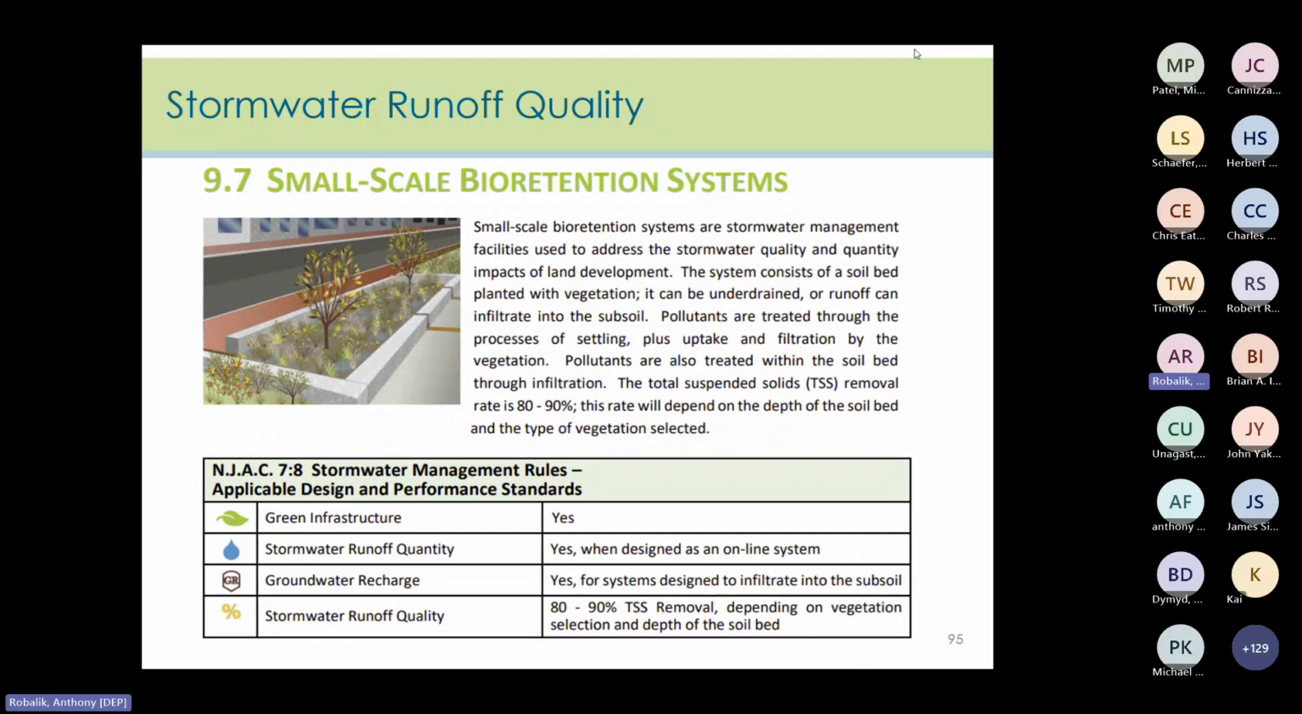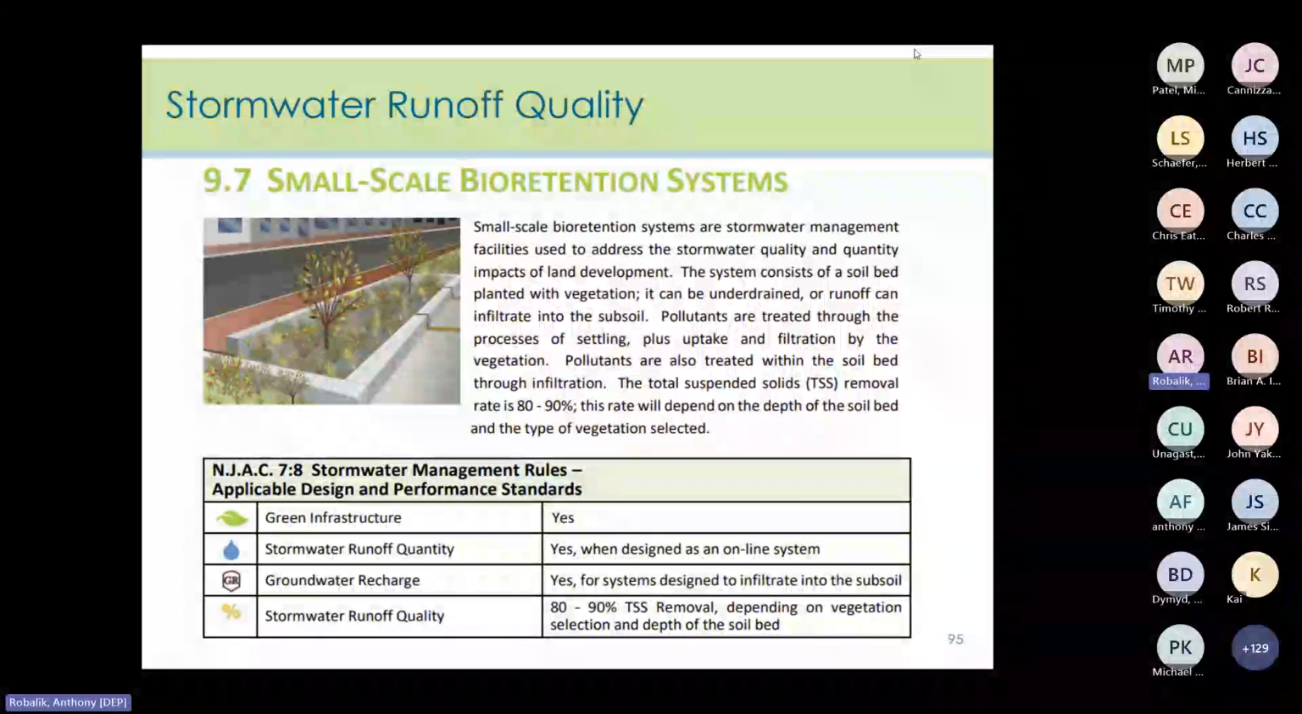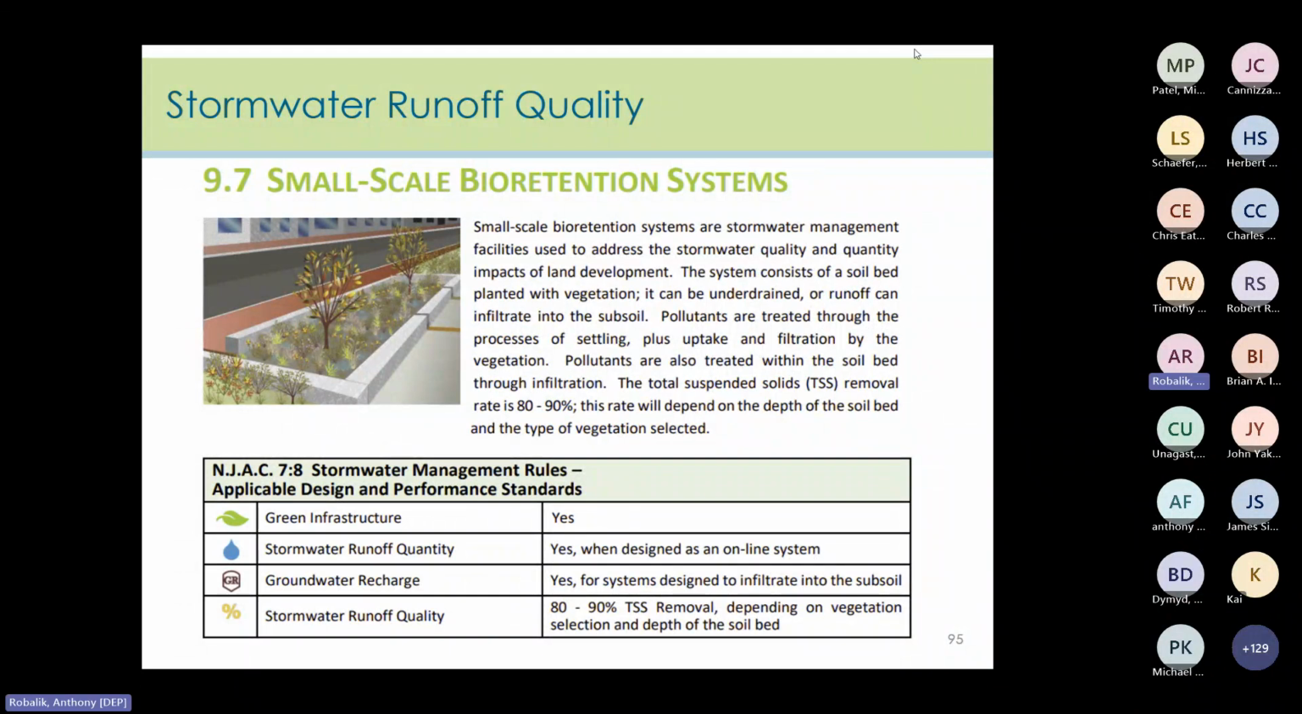All right, so moving on to small scale bioretention systems. Bioretention systems provide more variability to address the rule requirements and are also very commonly used. Shown here is the summary page for small scale bioretention systems from the BMP manual. As you can see in the table, this BMP can be used to meet the stormwater runoff quantity, quality, and groundwater recharge rule requirements.